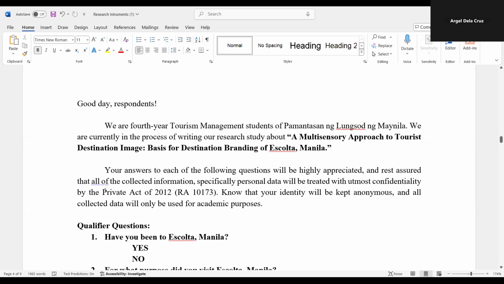Mali pa, di ba? Data, type natin, data privacy. Data Privacy Act of 2012 or Privacy Act or Data Privacy Act of 2000 blah blah blah. Known for your identity will be kept anonymous and all of the collected data will be used for academic purposes only. Lalagyan niyo po ng only.